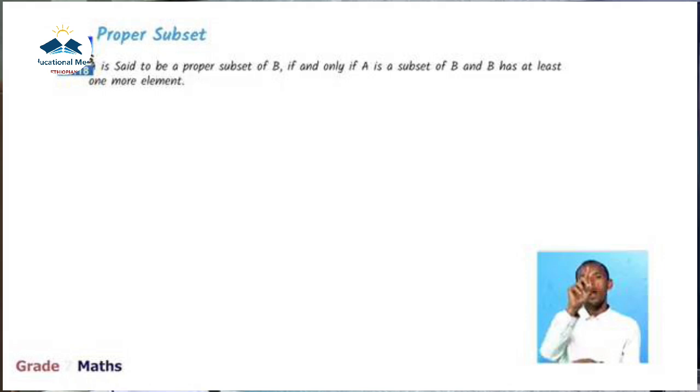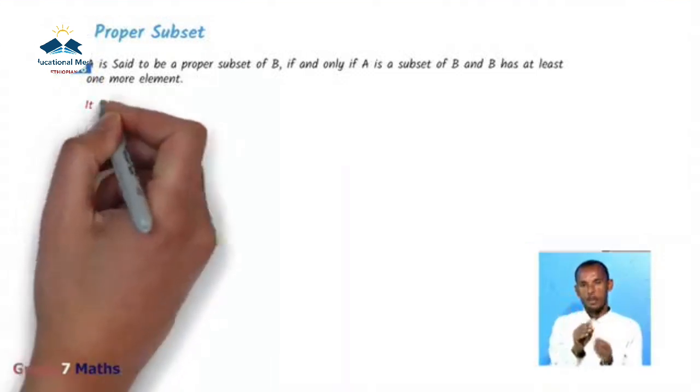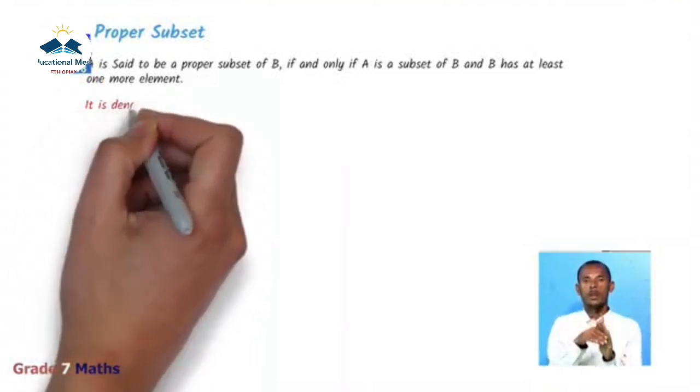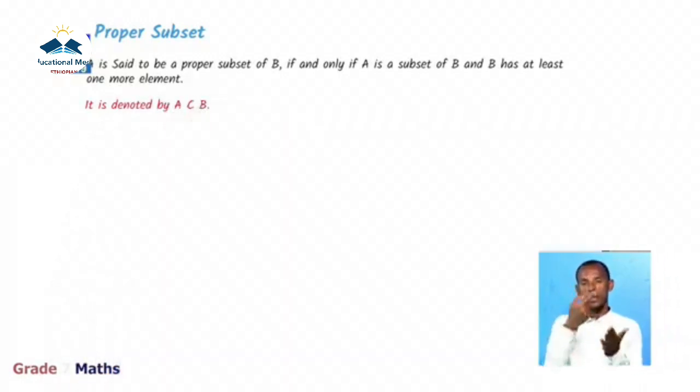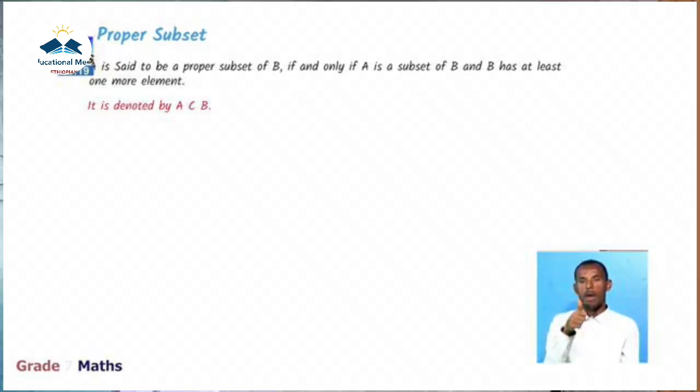First, let's see the symbolic notation of A proper subset of B. It is denoted by this symbol. So the meaning of this statement is that all elements of A are found in B, and B must have at least one additional element. It may have one additional or two or more. That's the meaning. We'll see this concept through an example.